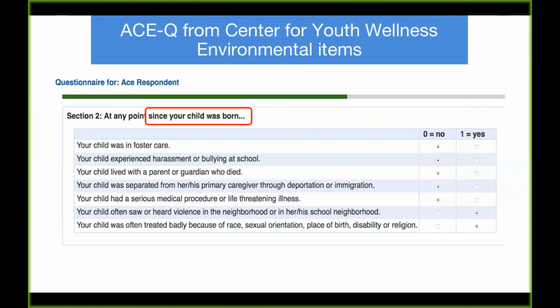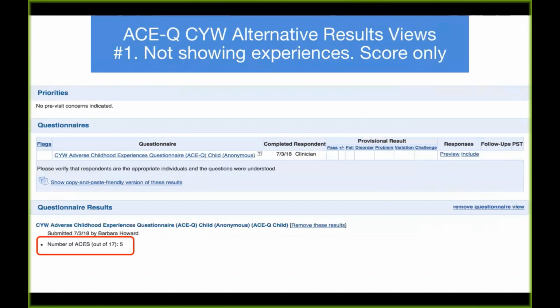Has your child had serious medical procedures or life-threatening illnesses? That's another stress that we know, even in families that are functioning extremely well, that can be a big predictor of later mental health problems in the child. Has your child often seen or heard violence in the neighborhood or in his or her school? And has your child often been treated badly for reasons of prejudice, race, sexual orientation, place of birth, disability, or religion? So I think those 7 items are a great addition to the standard 10 items.